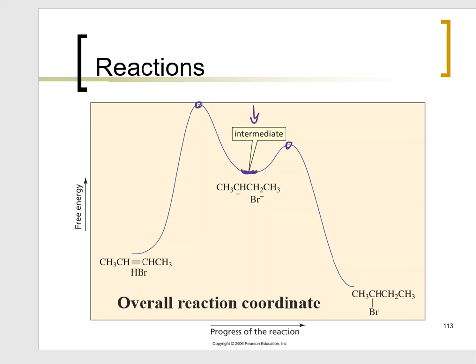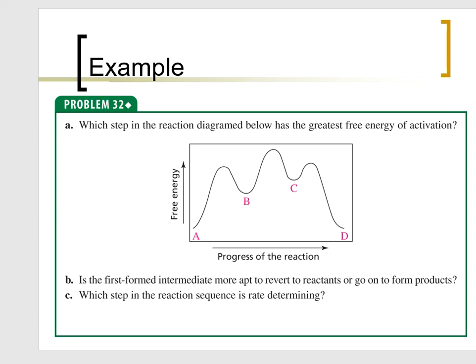So an example type of problem that you would see, what is all this going to boil down to? That's what you really want to know, isn't it? So what this is going to boil down to is something that looks like this. So this problem says, which step in the reaction has the greatest free energy of activation? Is the first formed intermediate more apt to revert or to go on to form products? And which step in the reaction is the rate determining step? All right, so I'm going to do more than this.